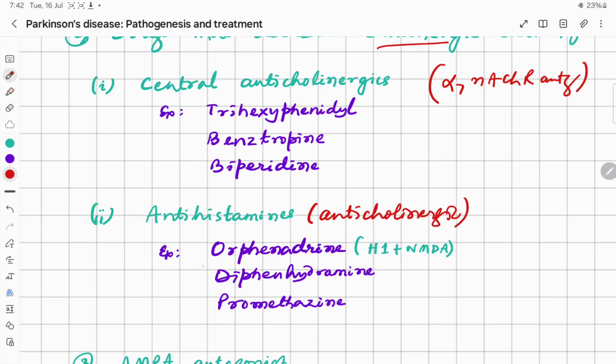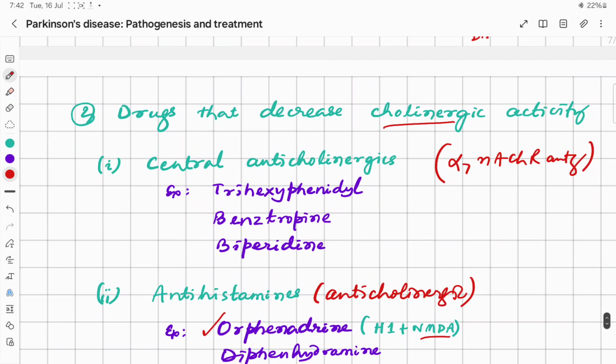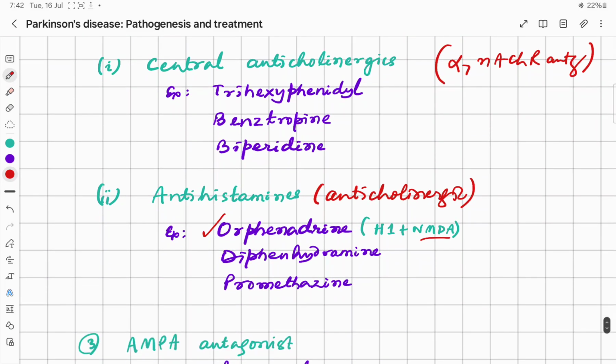And the recently used drug orphenadrine has antihistaminic as well as NMDA receptor antagonist action. Diphenhydramine and promethazine can also be used in case of Parkinson's disease, but all these drugs are rarely used.